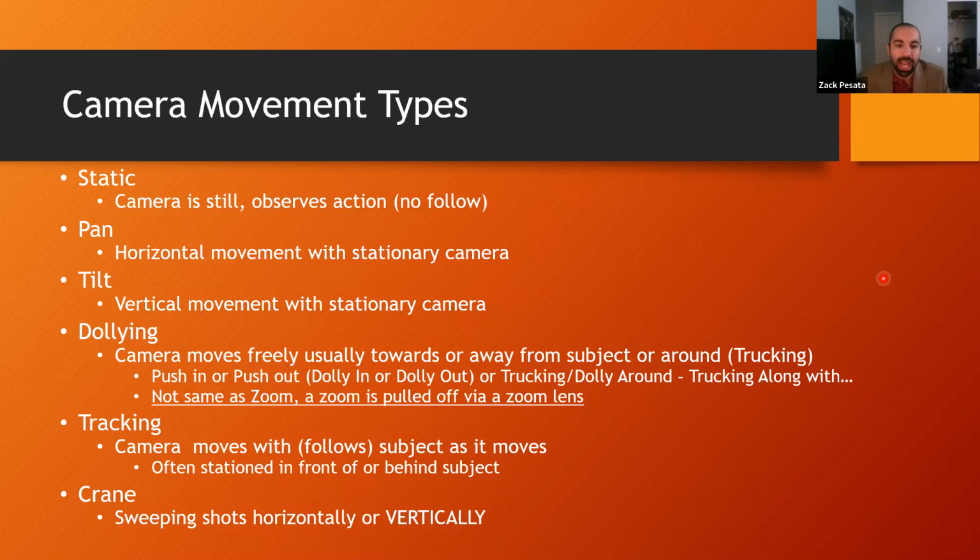Tracking, this is when the camera moves with or follows a subject as it moves. It's often stationed in front of or behind the subject. So if the subject is walking towards the camera, the camera literally tracks with them as they walk towards the camera. Crane shot is similar to a dolly. The only difference is that it's on a crane, so the camera can also move vertically. And again, I'm doing these weird pantomimes, but the video will demonstrate this better.